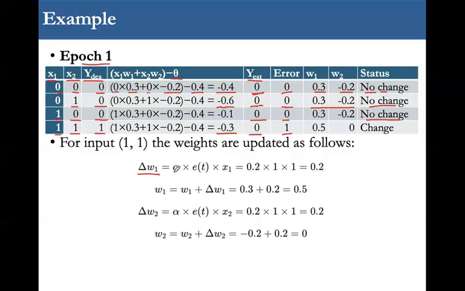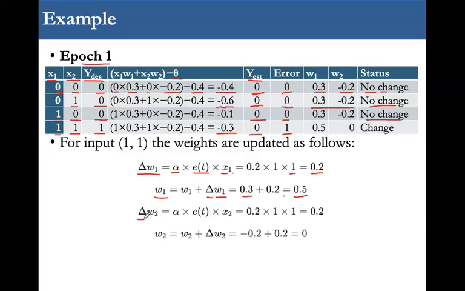Delta of W1 is equal to alpha, which is the learning rate, times E of t, which is the error, times x1. So 0.2 is the learning rate, times the error of t, which is 1, times x1, which is 1. We get 0.2. Then we need to find the W1 value. W1 equals W1 plus delta W1. Already we have W1 as 0.3, plus delta W1, which is 0.2. So 0.3 plus 0.2 is equal to 0.1.